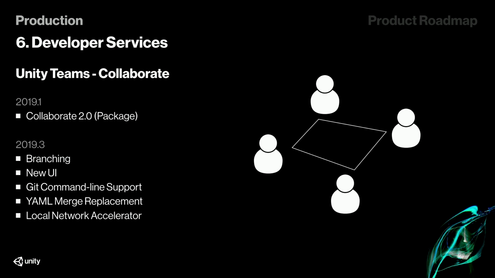Then Collaborate itself as a product, we have a whole new 2.0 version coming in 2019.1 timeframe. And by 2019.3, we'll have branching, a new UI. We'll have replaced YAML merge, which is obviously very, very good. And also we have what we call a local network accelerator as well to make it even more efficient.